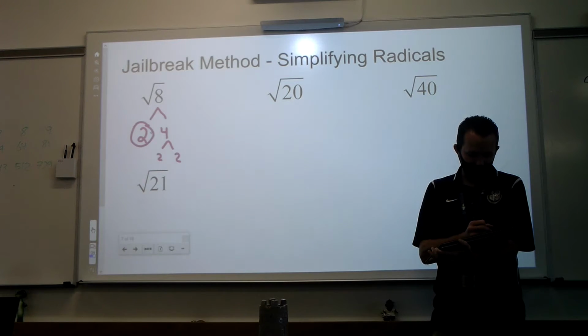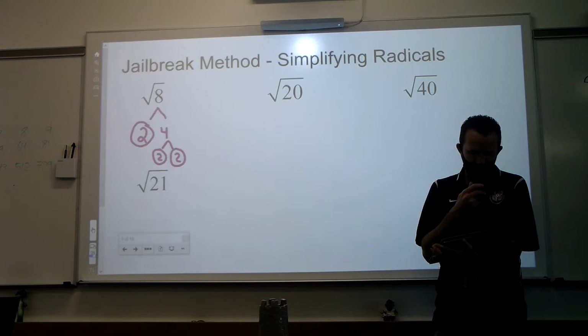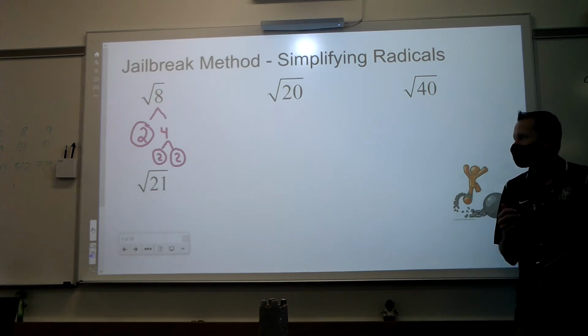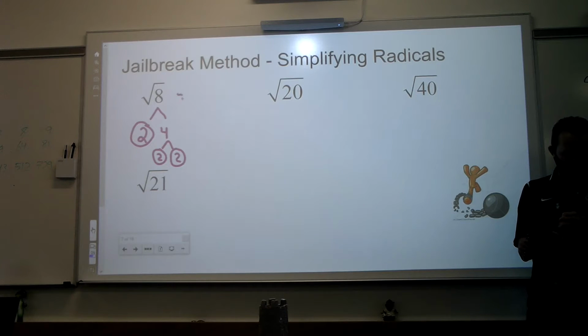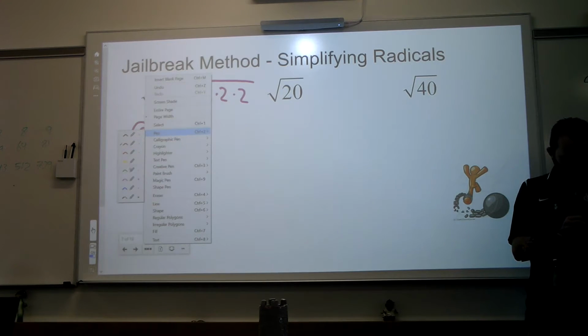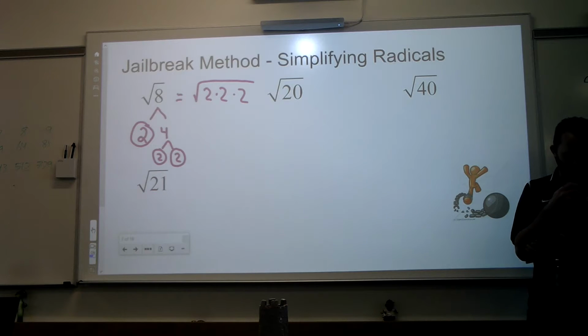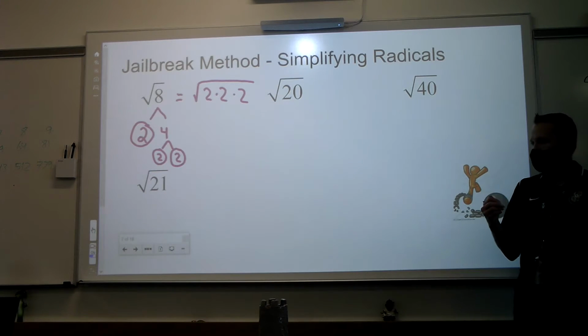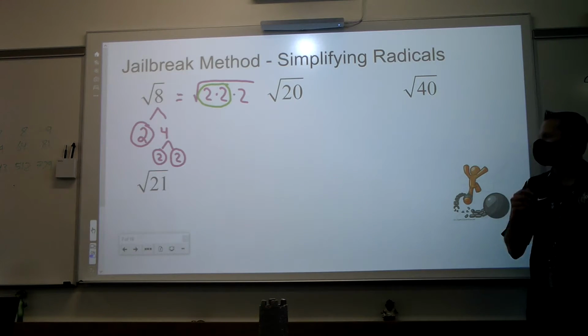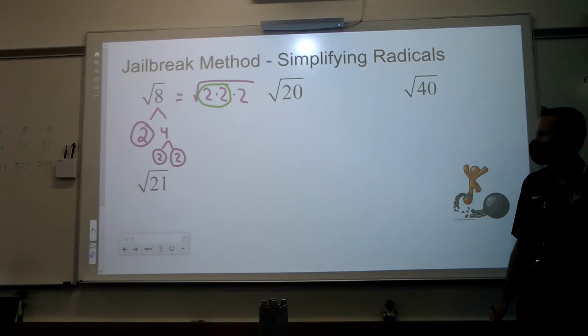So I like to circle them when I'm at a prime number, a number that can't be broken down anymore. And then I can rewrite the square root of 8 as 2 times 2 times 2. Now, remember our jail, we want to get out of jail, you need a buddy, which is a group of 2. So these 2's, they're like, you know what? We're done with this place. We're going to break out.